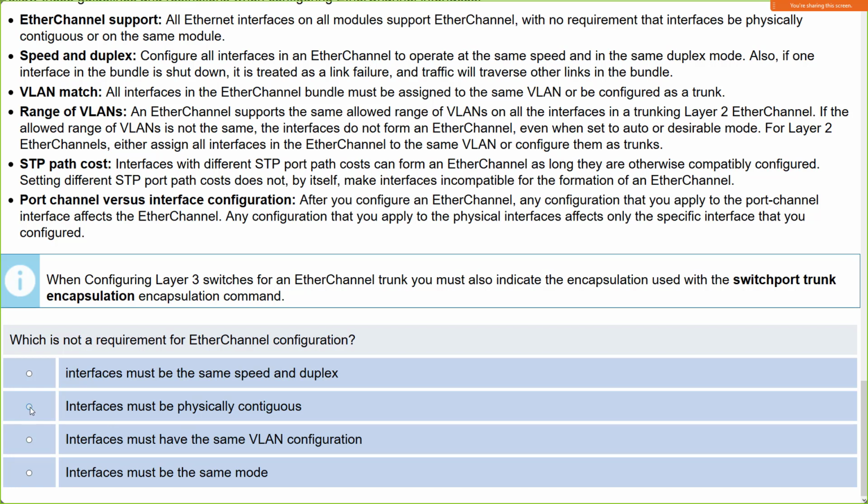They just have to have the same speed and duplex, the same mode, and they have to have the same VLAN configuration, whether it's a trunk configuration or an access port configuration. There are some other restrictions with things like SPAN and port security and so on with Etherchannels, but when we get into those topics, we'll talk about what those limitations are later on.